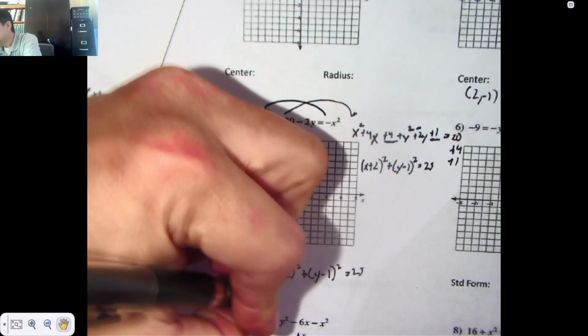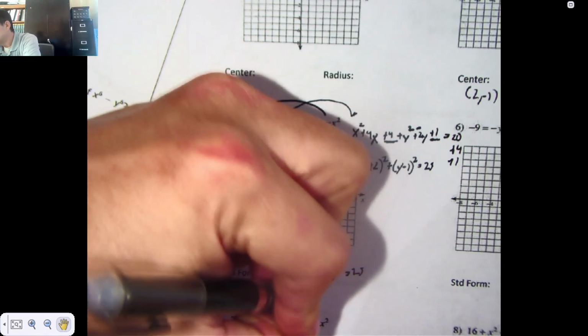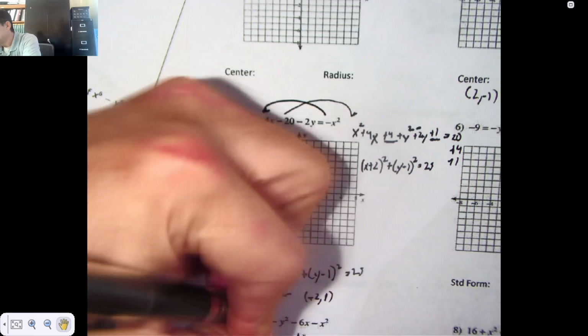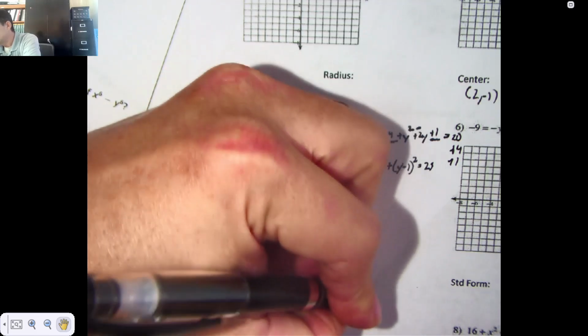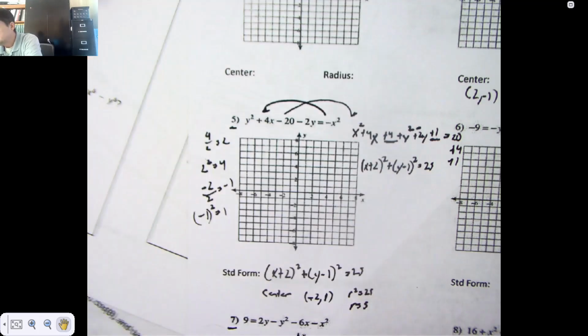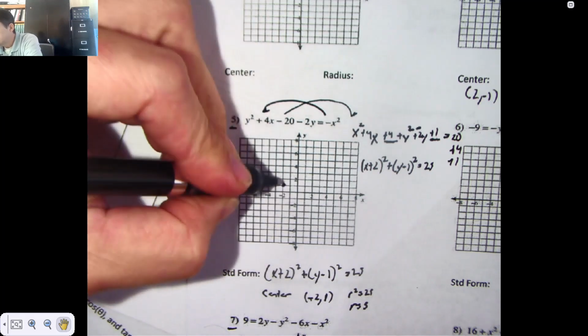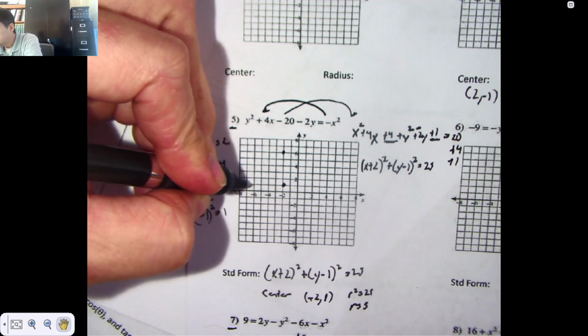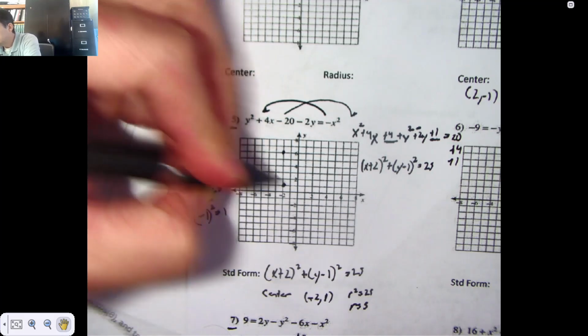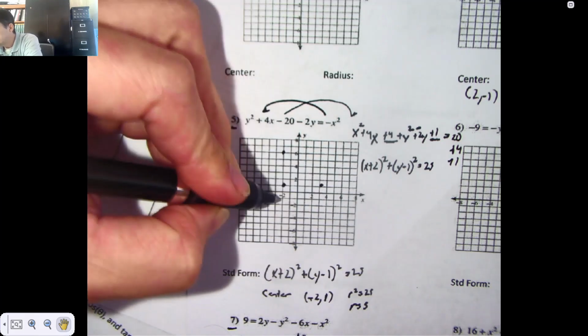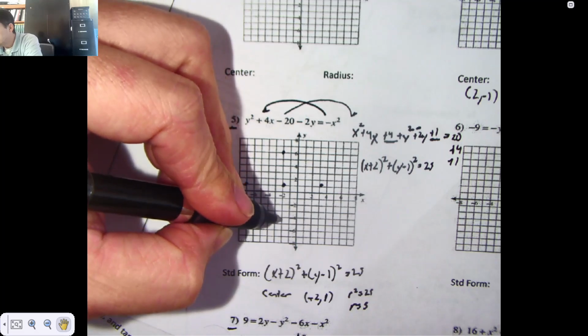My center is at (-2, 1). Remember, r squared is 25, which means my radius is 5. So I'm back 2, up 1 is my center. I've got to count up 5, left 5, right 5, and down 5.